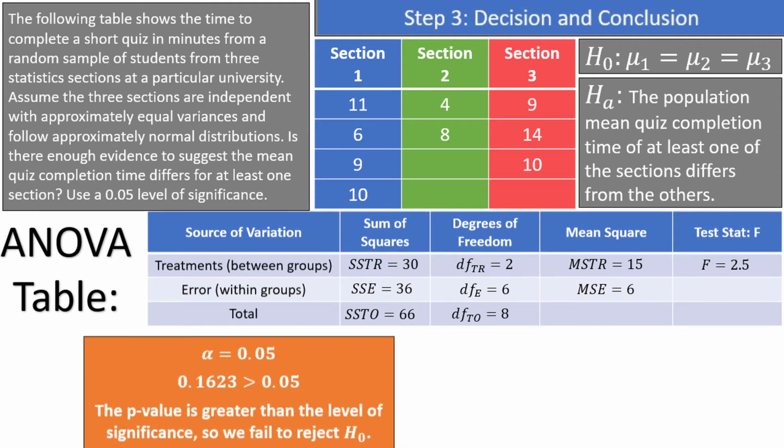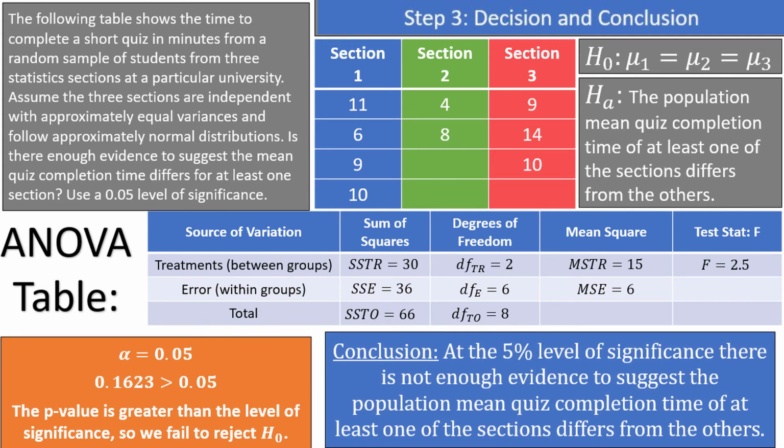Our conclusion is that, at the 5% level of significance, there is not enough evidence to suggest that the population mean quiz completion time of at least one of these sections differs from the others. Alright, my friends, that finishes our discussion of the One-Way ANOVA procedure.